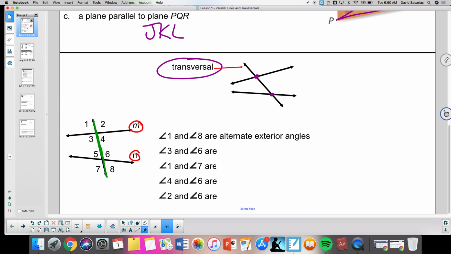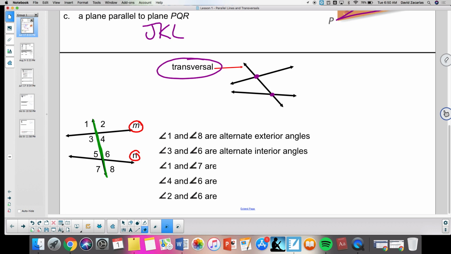Okay. So now 3 and 6 are on alternate sides of that green transversal, but now they're interior of lines M and N. So they're interior of the two lines the transversal is crossing. So these would be alternate interior angles.